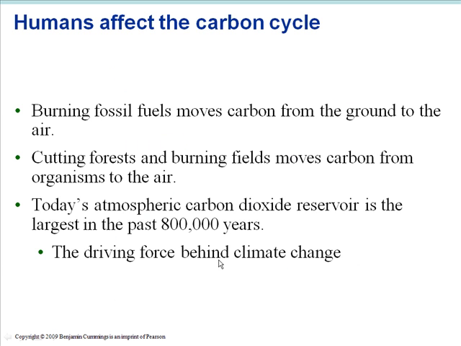There are a number of impacts of humans on the carbon cycle, and some of them we've talked about. First one is the burning of fossil fuels. So taking those fossil fuels from deep in the earth, harvesting them, and then combusting them releases carbon dioxide. Second one, cutting of forests and burning of fields moves carbon from organisms, right, the living plants, to the air. So that's that deforestation.